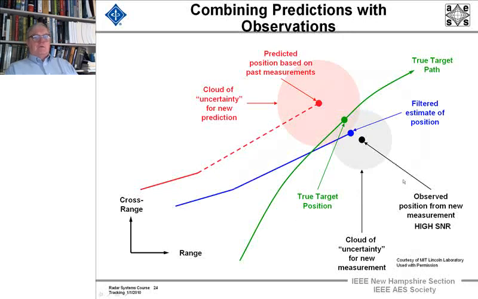Now, what we've done here is change the observed position from the new measurement. Is it high signal to noise ratio, not low? That would say it is a lot better, a lot closer, and the high signal to noise ratio means the cloud of uncertainty in the new measurement is smaller. So it says that, well, this is the filtered position estimate, and this is the true path. It seems, gee, this is what you'd pick as easily.